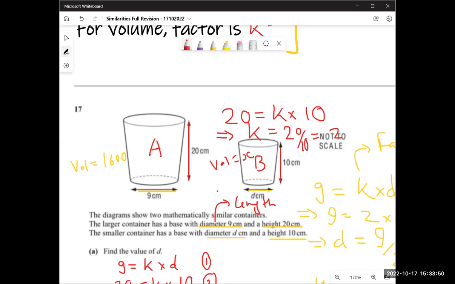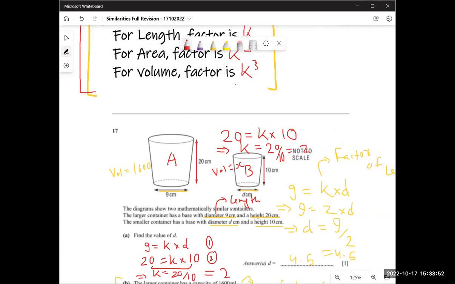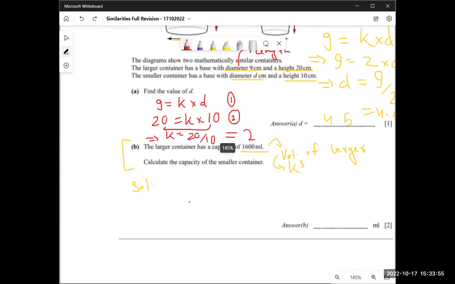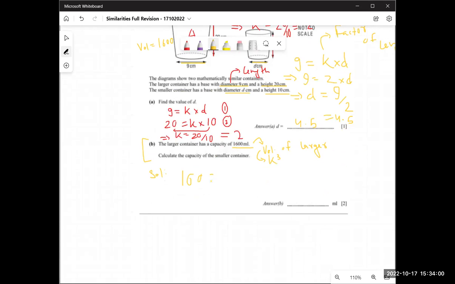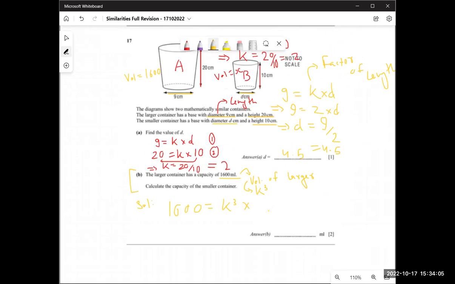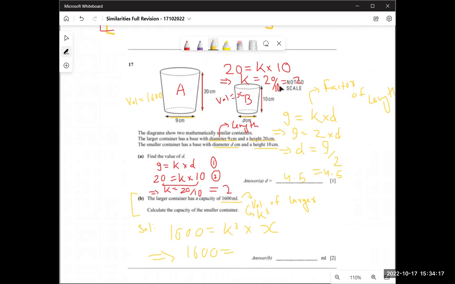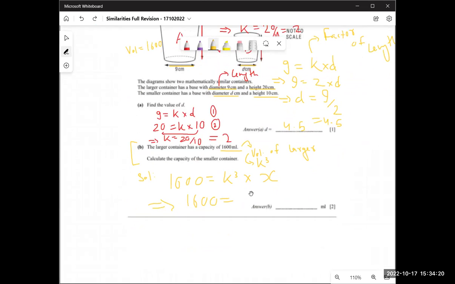Zahra, can you hear me properly? Yes, sir. Okay, perfect. We know the volume of the bigger one, which is 1600. I'll make this equal to k times the smaller one, which I don't know, let's call it X. How do I find X? I know k from the last question. K was 2. So 1600 equals 2 raised to power 3 times X. All of you in the chat, what is X?